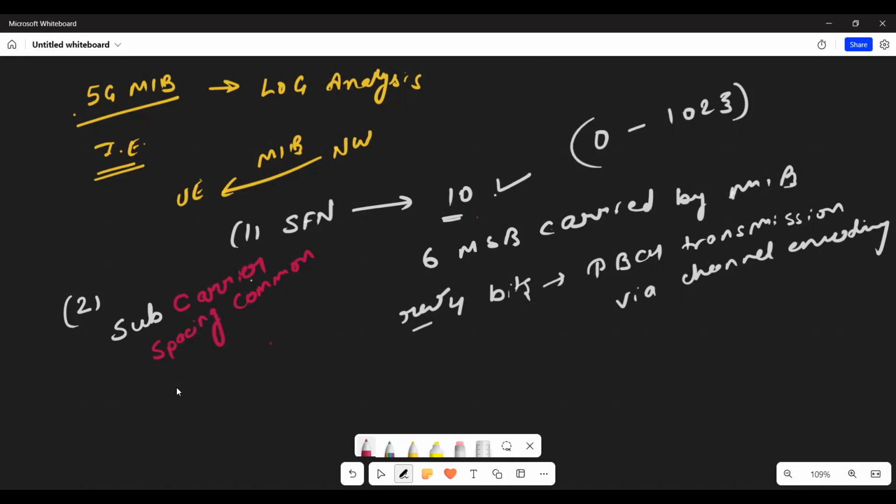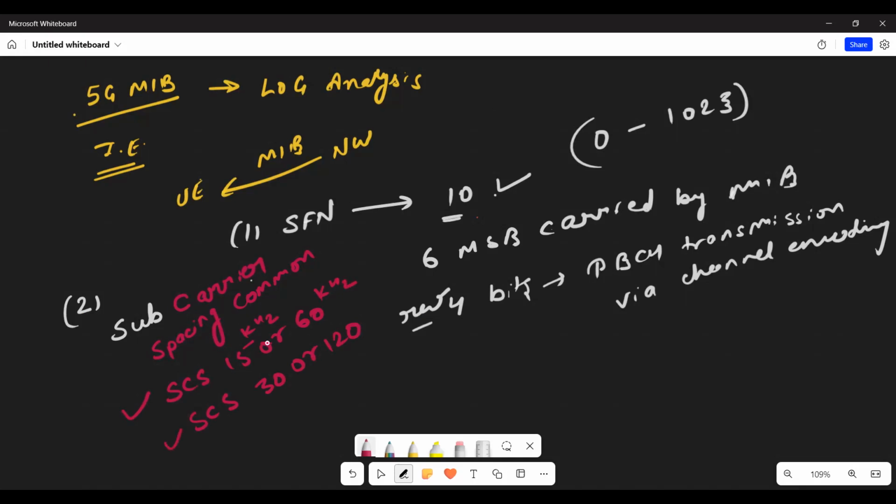So it could be represented as SCS 15 or 60, and the second way is SCS 30 or 120. So if it is denoted by the very first one, it means if it is FR1, it will consider 15 kilohertz. And if it is FR2, it will consider 60 kilohertz.